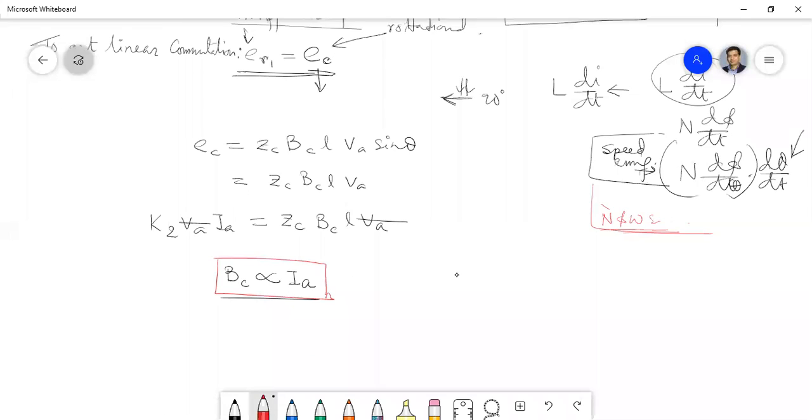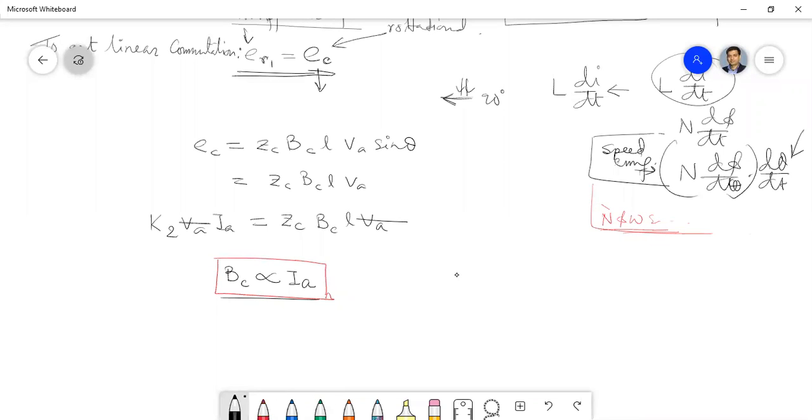Okay, so this is a very important point because this BC, for the ideal case, should not come. The flux density at the commutation place should ideally be 0, because the commutator is generally placed at such a place where you have the magnetic neutral.